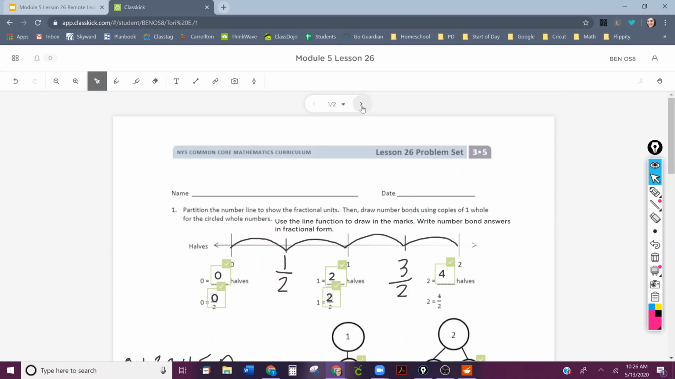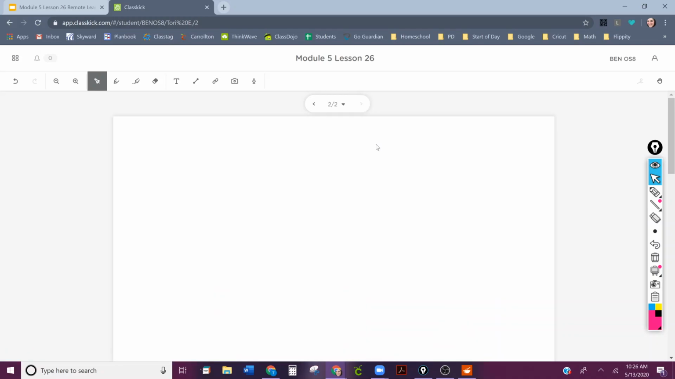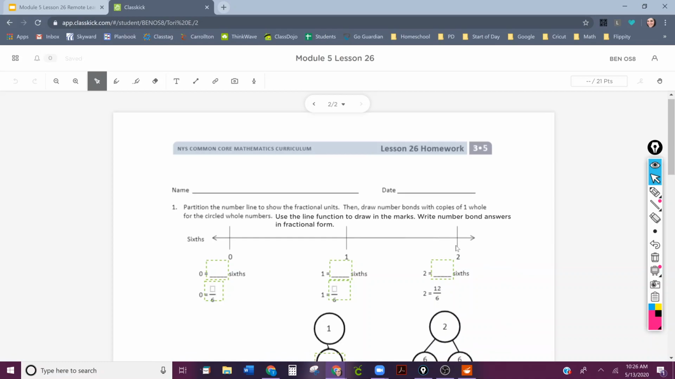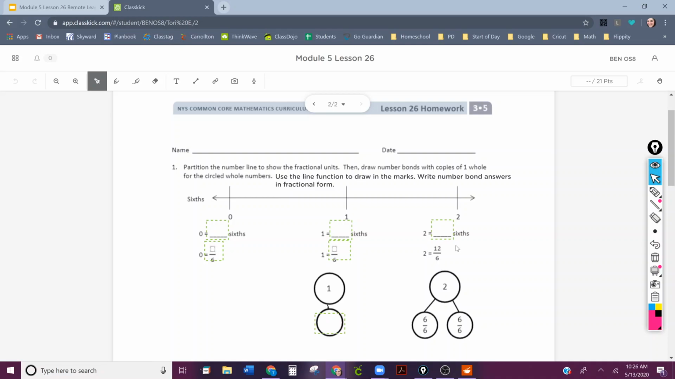So that is it for the problem set. Remember that you need to come in and you need to click the arrow to get to the homework page. The problem set page is optional since you're watching it get done with me. The homework page is the one that is graded. Now it does say out of 21 points, but you do need to make sure that you partition your number lines because that is part of where you're going to get points in Google Classroom.